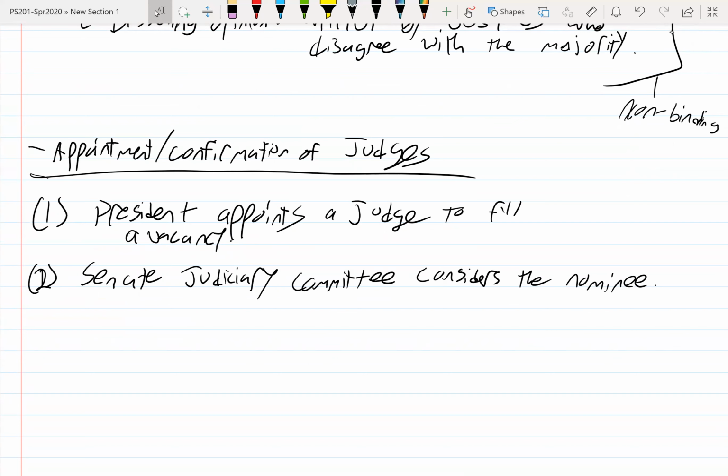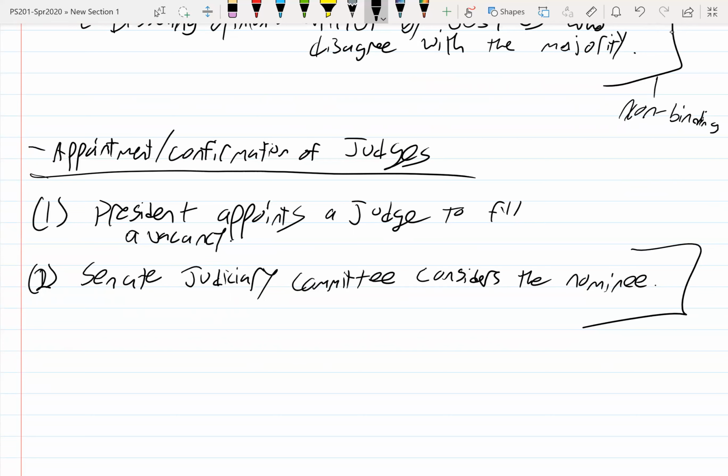Usually what happens is the Judiciary Committee will hear the nominee, and then they'll vote on the nominee. Okay, and then the standard in the Senate is that unless the nominee gets majority support in the committee, usually the nominee will not go on to the full Senate vote. That's not binding, but that's the convention that's usually followed.